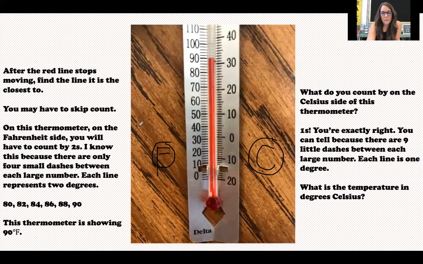All right, if you said 32 degrees Celsius, you are correct. There's 30, that black line is 30, the thicker one, 31, 32. If you just said 32, remember you have to label your answer, 32 degrees Celsius. Good job. All right, you guys are doing awesome.